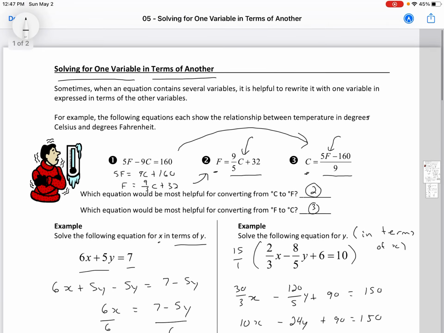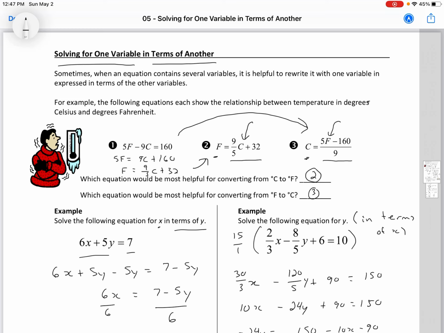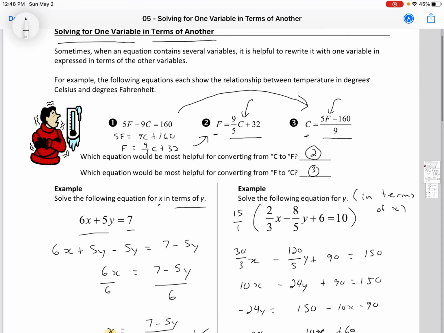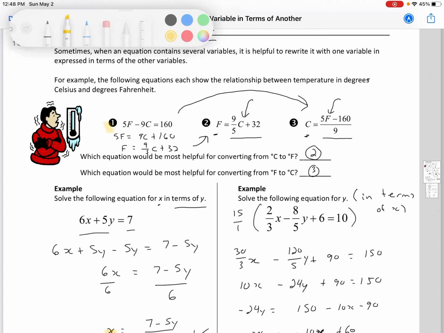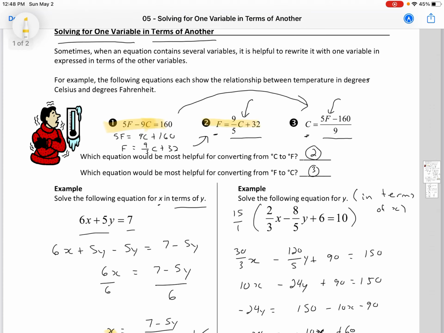Okay, quick review. Solving for one variable in terms of another just means use our algebraic skills that we've learned of moving things back and forth across equations by adding and subtracting or multiplying, maybe dividing, to rearrange an equation from one form to another, just like we saw right at the start here. All we did in this section was to say, okay, can we take this equation and put it into this form, or put it into this form, whichever form is easier for the particular question we're working on.